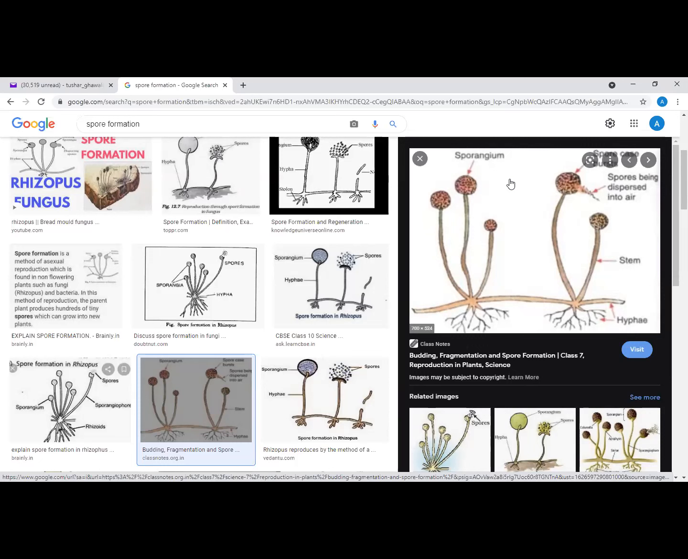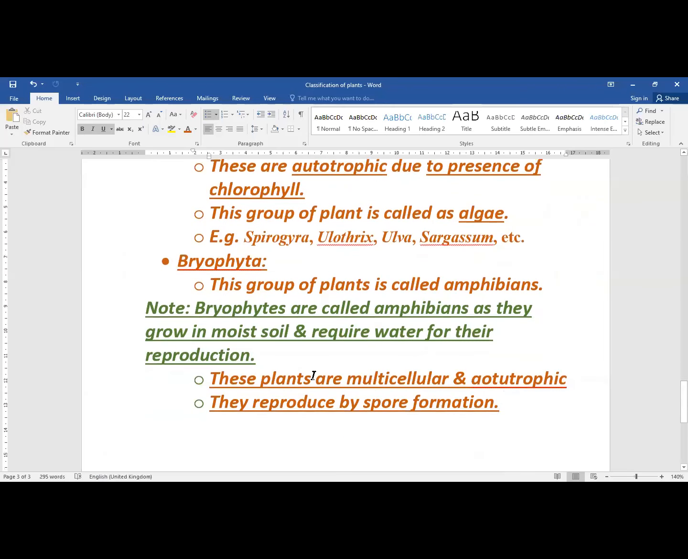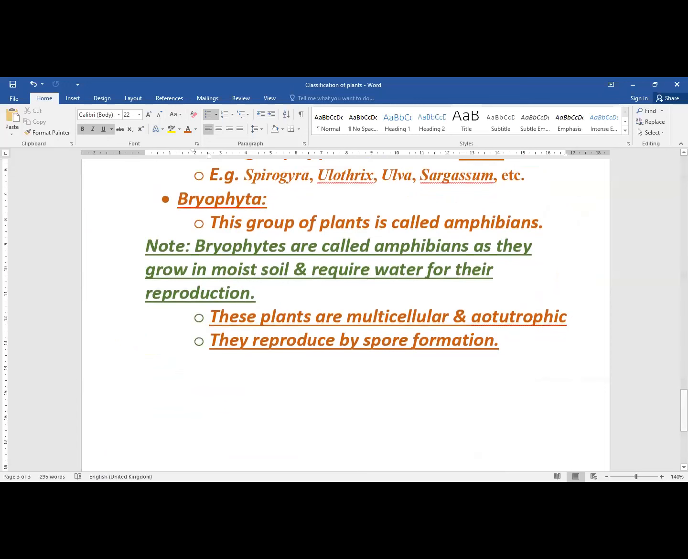So these are what we call spores. Done, sir. By spore formation. Next point we can write.